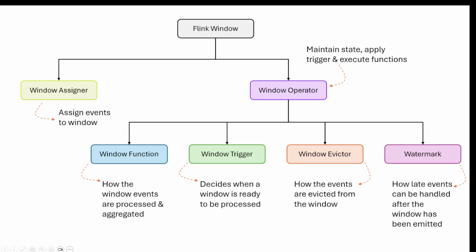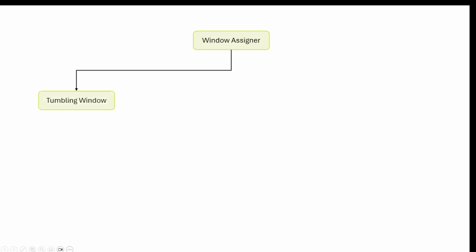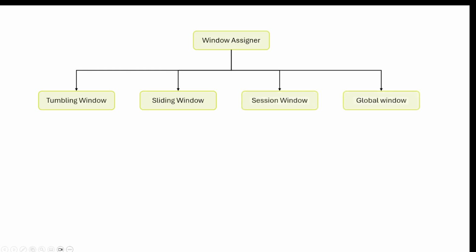Now, as we saw, the first component is the window assigner. Based on the window assigner, we will have different window concepts or window types. For example, we will have tumbling window, we will have sliding window, we can have session window, we can have global window. It is decided based upon how the assigner assigns a particular event to a window.